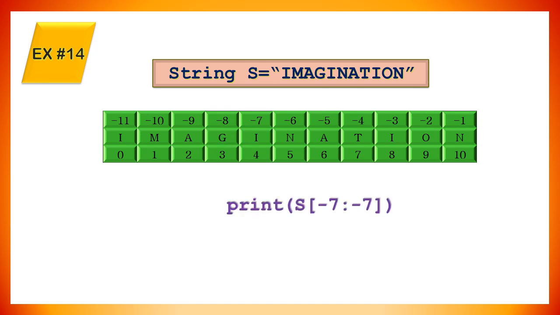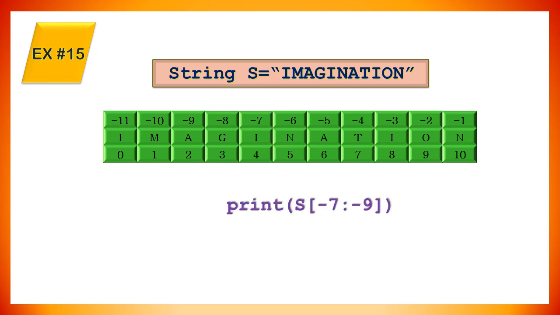Next, example 14, S[-7:-7]. See here also the starting index and ending index is same. There has to be a difference between the starting index and the ending index. Okay, so here also we have the empty string as the output.